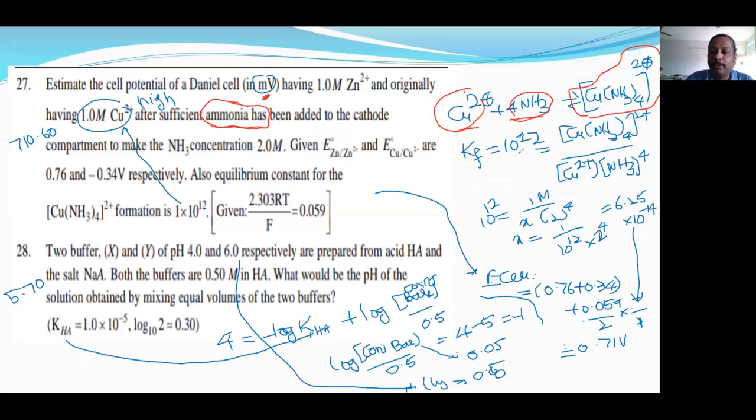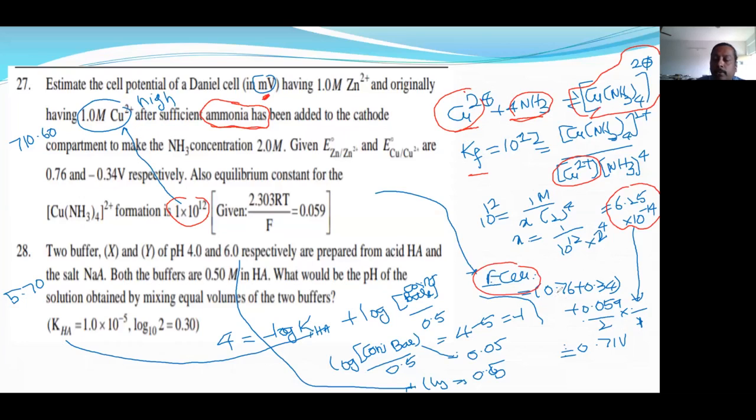Kf is equal to 10 to the power of 12. How could I come to know? Because it is given here, 10 to the power of 12. Okay, so product upon reactant. All values given are substituted. Then you find the Cu2+ in the solution. How much is it? 6.25 into 10 to the power of minus 14. Now, with the help of this, we can find the E cell.